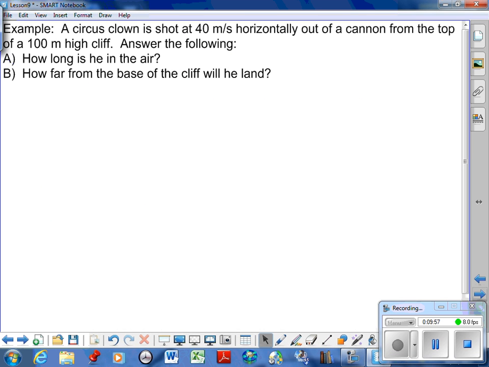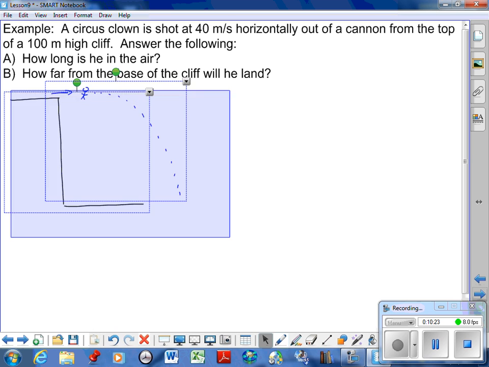So here we start into the examples. A circus clown is shot at 40 meters per second horizontally out of a cannon from the top of a 100-meter high cliff. So I'm just going to give myself a diagram here to follow it through. So my clown is fired horizontally, which means that he had no initial vertical velocity and plummets down here. Okay, diagram's probably a little large for what I really needed.